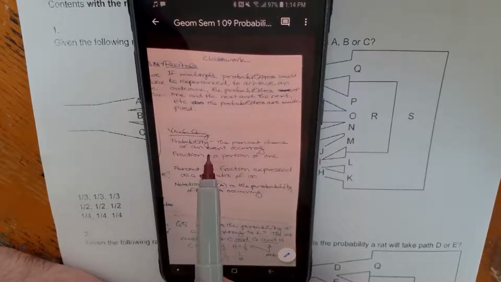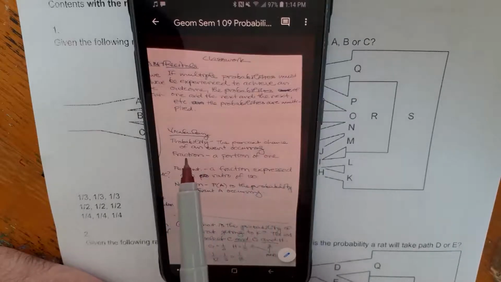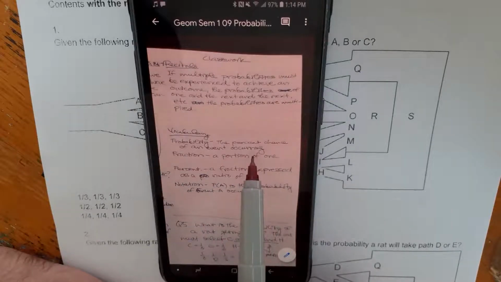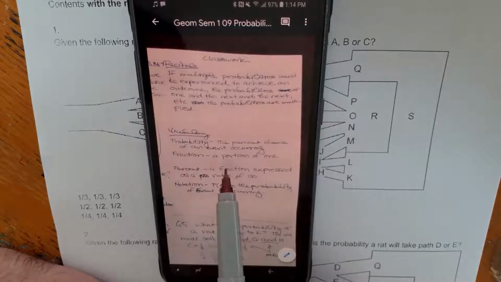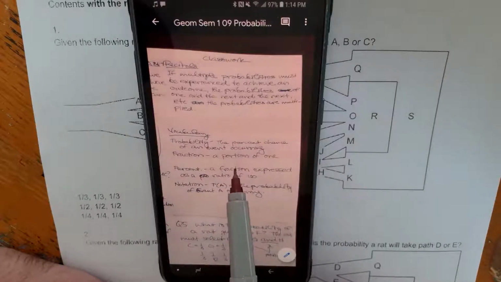Things you need to know are things like probability. It's the percent chance of an event occurring. So probability is something like 50%. That means there's a 50% chance that the event will occur. Fraction is a portion of 1.